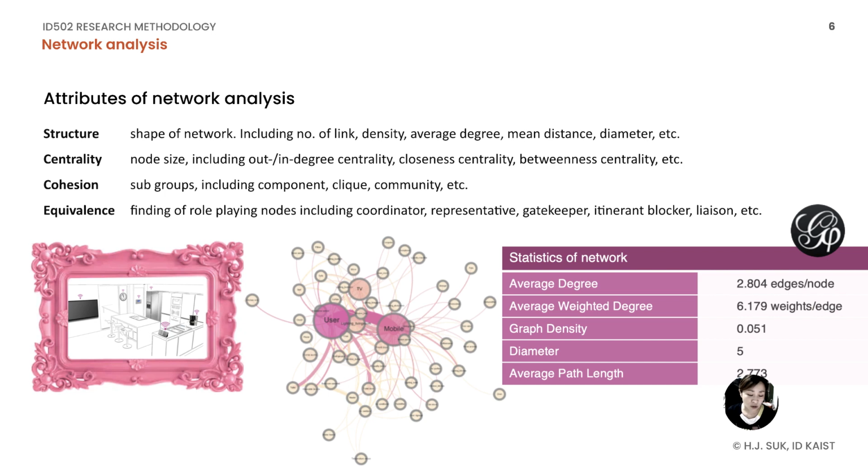Right. So once we have a visualized network, especially when you are going to compare one network with another network, you cannot simply say, look, they look different. So you need to quantify their characteristics. And there are many terms or many parameters you can use for this purpose. And they can be categorized into four groups. The first one is the structure. So it's the shape of a network, including the link density, average degree, mean distance and diameter.